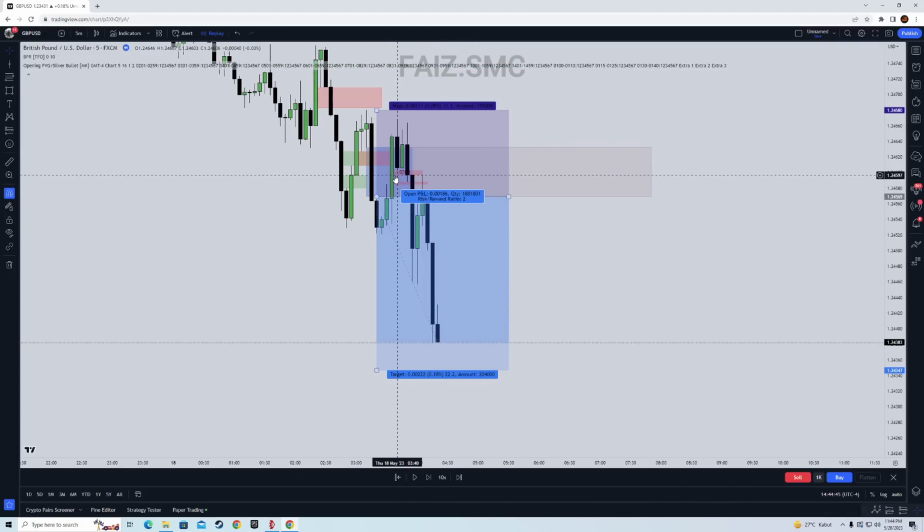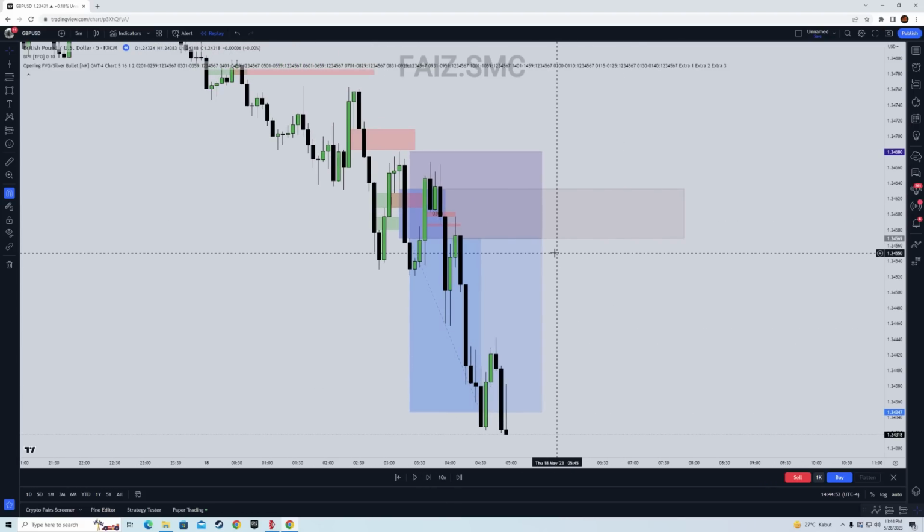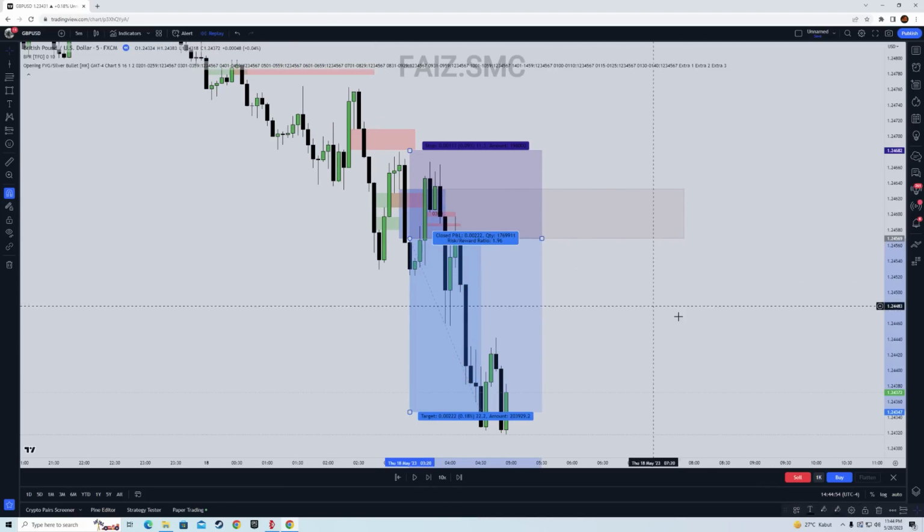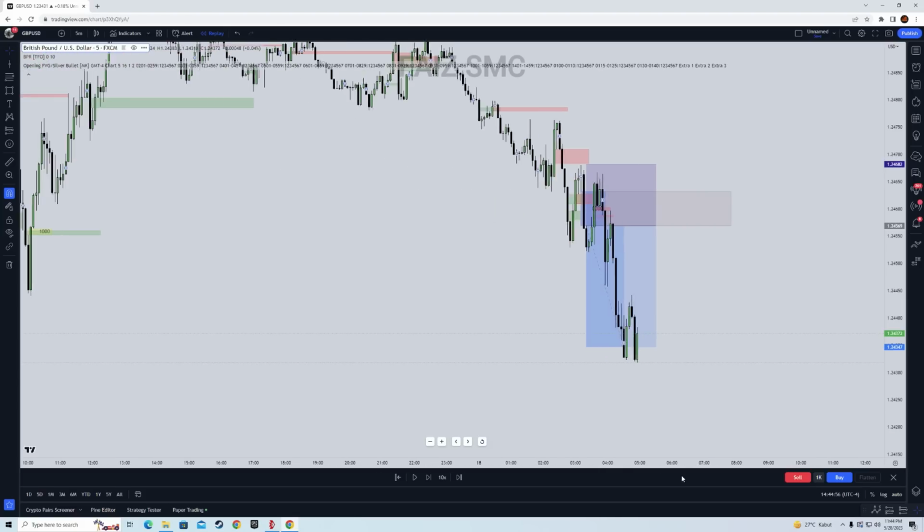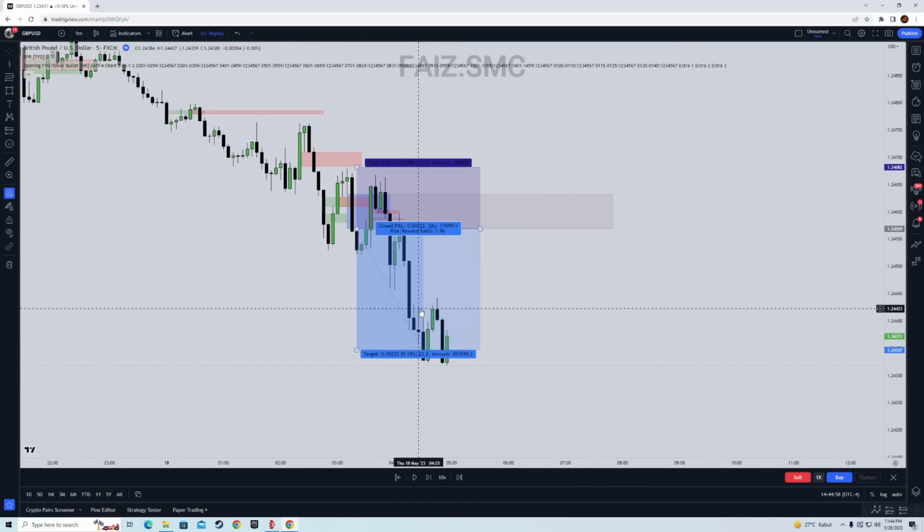Where did we get our entry? At 330, actually 330, yeah. And look at that, take profit hit. It did not take out the high right there. Perfect. So that was one of the many examples that you can find. Just go on the charts and look, and you're gonna be shocked.